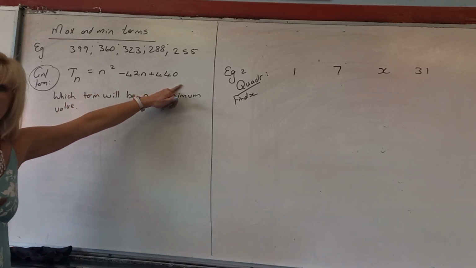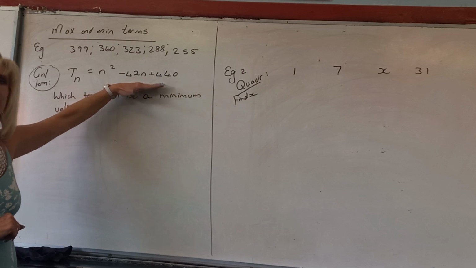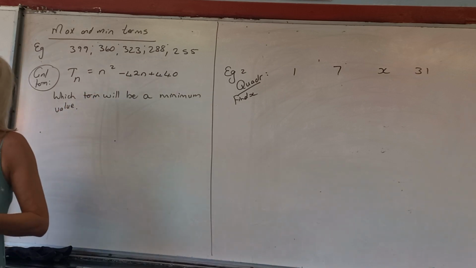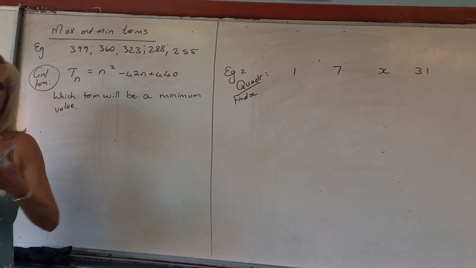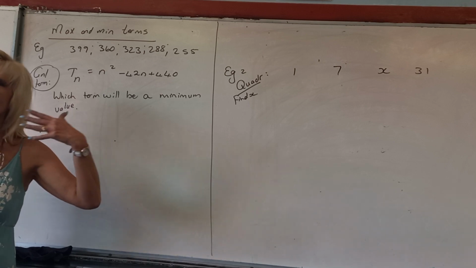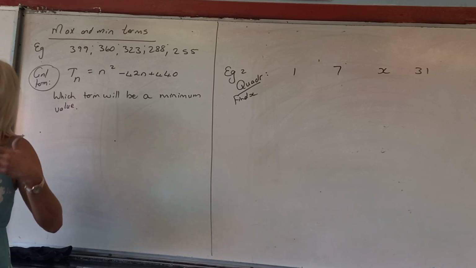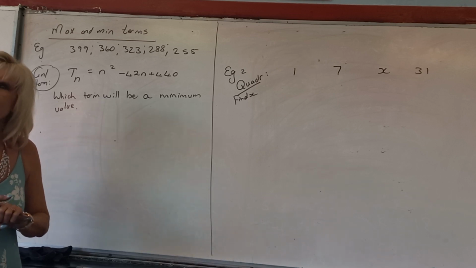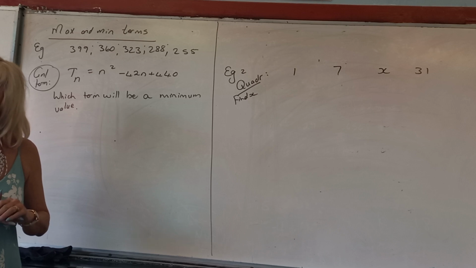I'm not going to do it again. We're saving some time. If I then ask you, please tell me which term will be the minimum value in that whole quadratic number pattern. How do I find a minimum and a maximum value? You can still remember. How do I find a minimum or a maximum? The minimum.